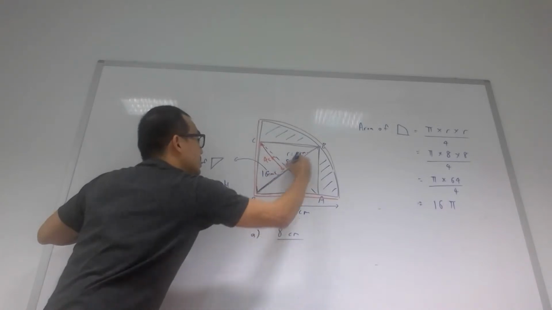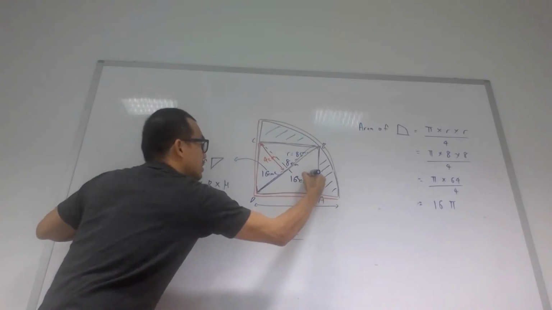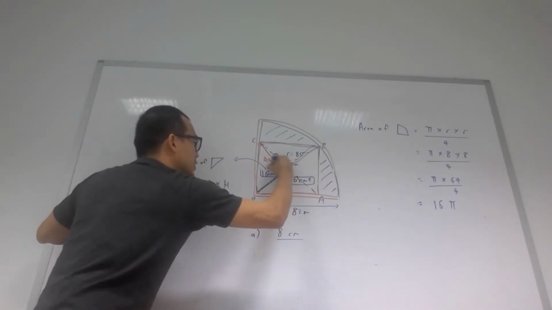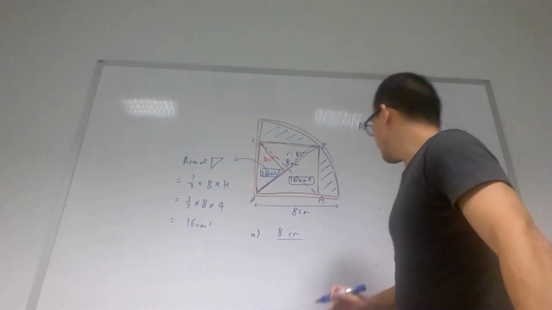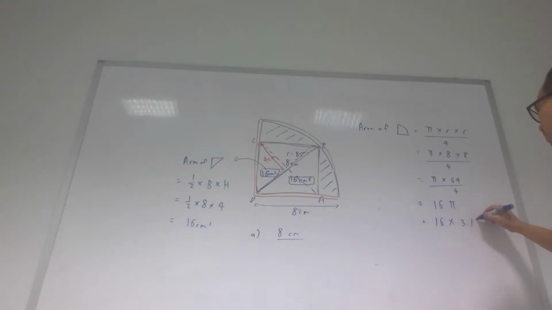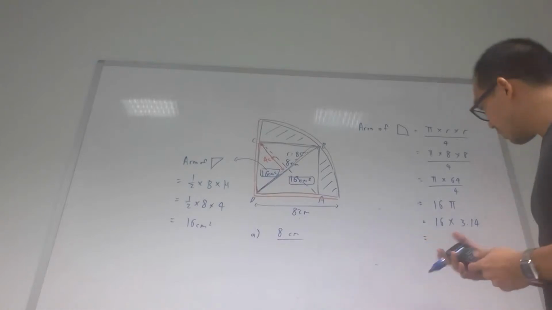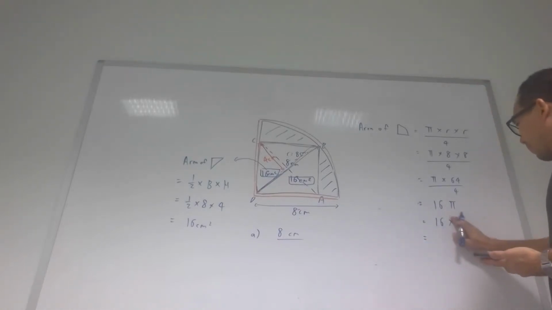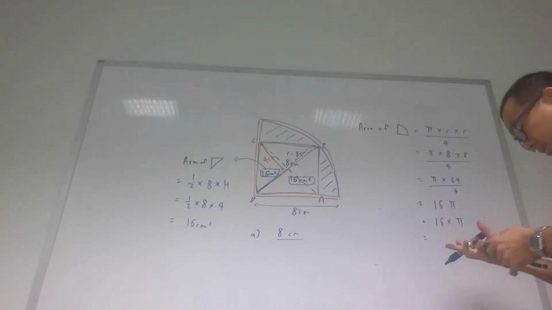If this is 16 square centimeters, what's the other one? It's 16 as well, right? 16 square centimeters. Alright, since they ask you to give your answer correct to decimal places, let's substitute. So 16 pi is 16 times 3.14 equals. Oh, no, sorry. For this one, you need to use the calculator value of pi. So you need to do 16 times pi. Okay, let's find out what that is.